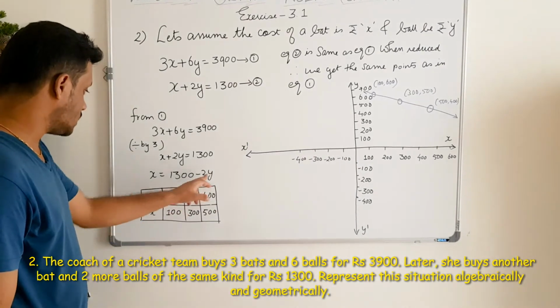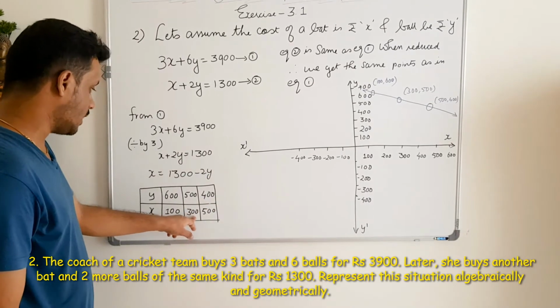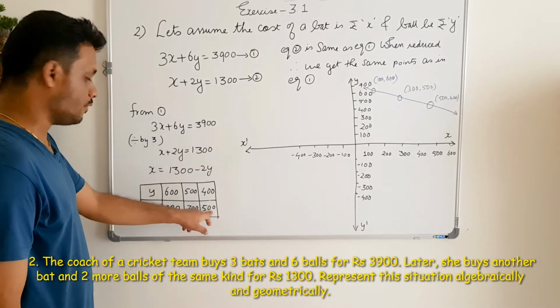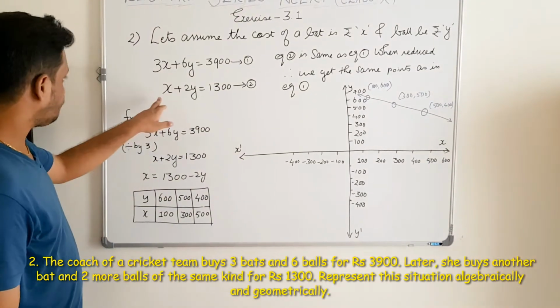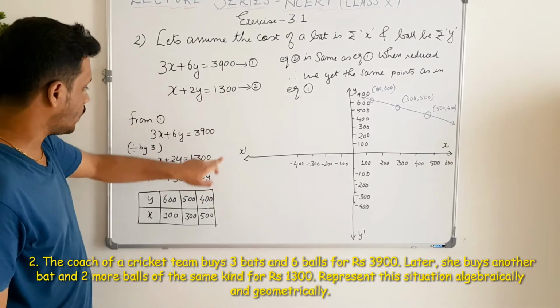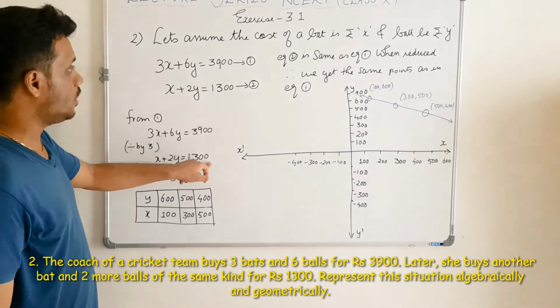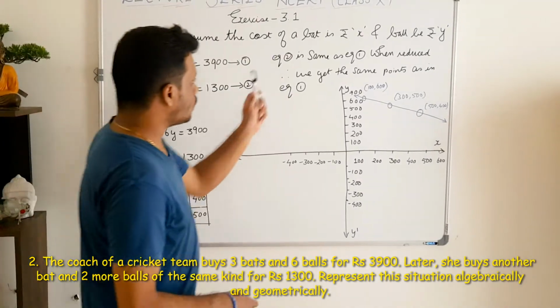So when I substitute 600, I get 100 for x. When I substitute 500, I get 300 for x. When I put 400 for y, I get 500 for x. And when you see the second equation, x plus 2y equal to 1300, this is the same as the reduced equation of the first one. So there is no need to draw another table because it is going to be the same data. So that's what is written here.